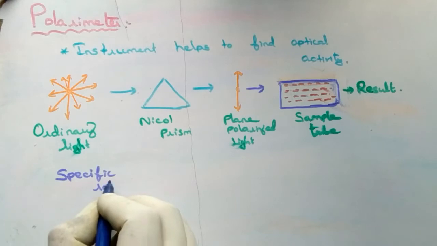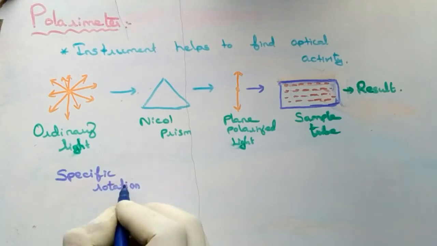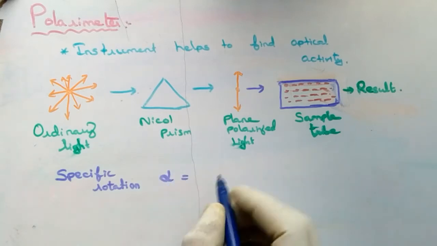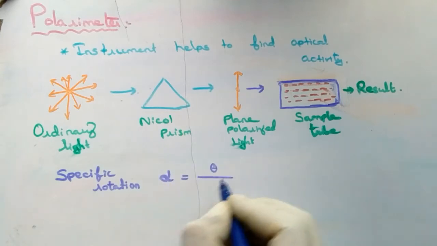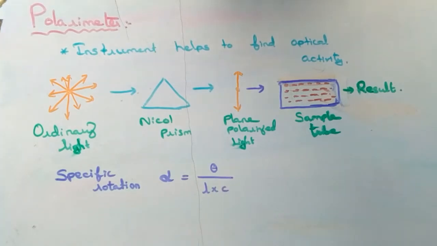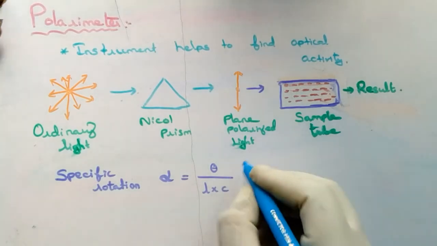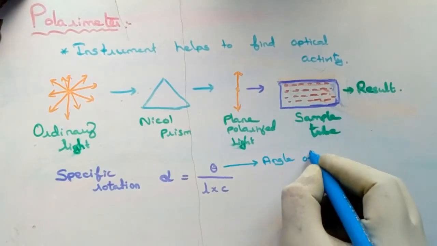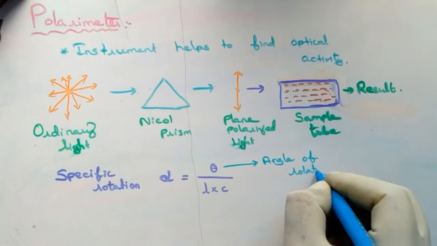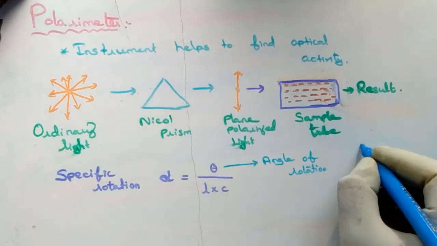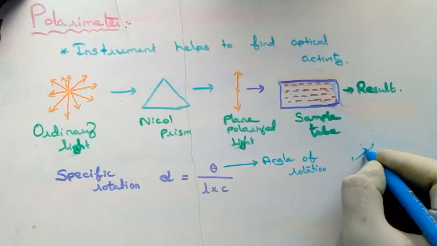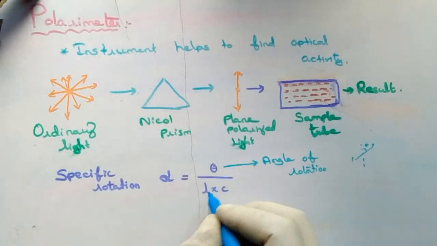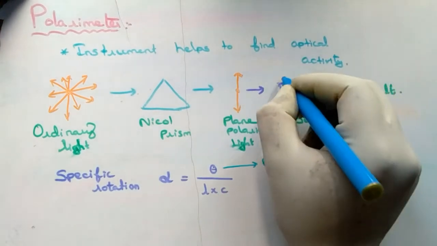Next, we are going to see how to calculate the specific rotation using a polarimeter. Specific rotation is denoted by the symbol alpha. So alpha is equal to theta divided by L into C. I told you already the meaning of theta. Theta is nothing but the angle of rotation or rotated angle. I told you already, this is how we need to calculate theta.